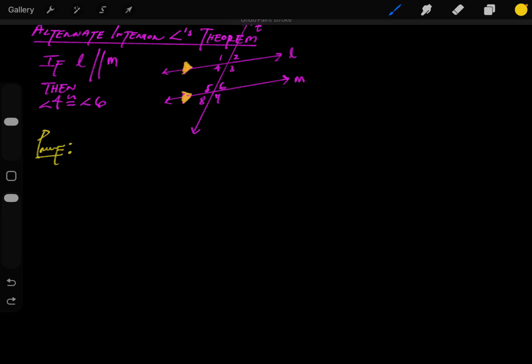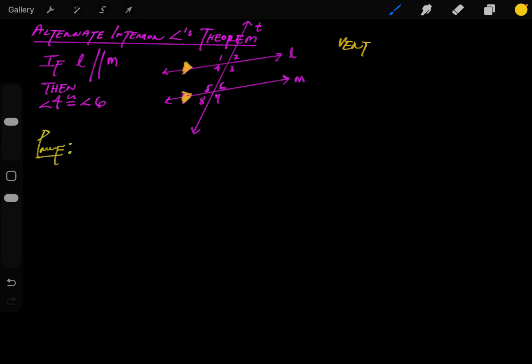Now, how do we do this? We need a few things. We need two things in our hands, okay? The first thing we need is the vertical angles theorem. If you don't understand the vertical angles theorem, you cannot understand this proof. And then the other thing we need is the corresponding angles axiom. These are the two things that we have in our hands.